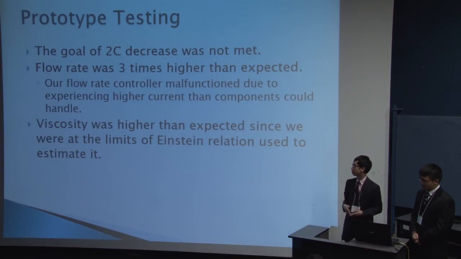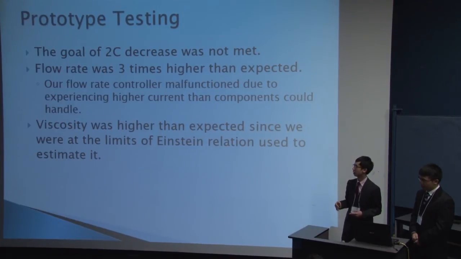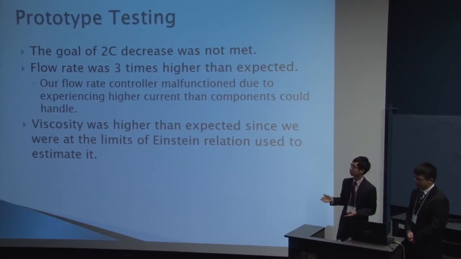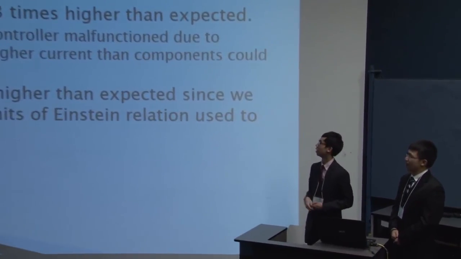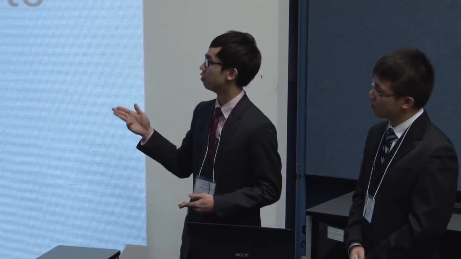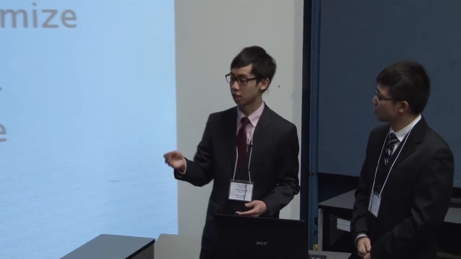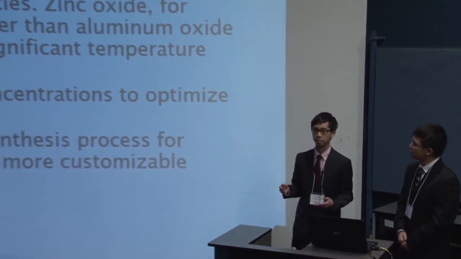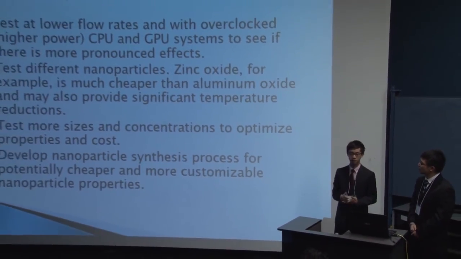There were a few causes that we determined. First, as I mentioned, was flow rate, which was 3 times higher than expected. If we had a working flow rate controller, we'd be able to decrease the flow rate and we would get the results we'd expect. Also, viscosity was higher than expected. This was because we were at the limits of the Einstein relation that was used to estimate it. If we were to alter our model to have a more accurate model for viscosity, for example, we expect our model and our test machine to be very reliable and predictable.